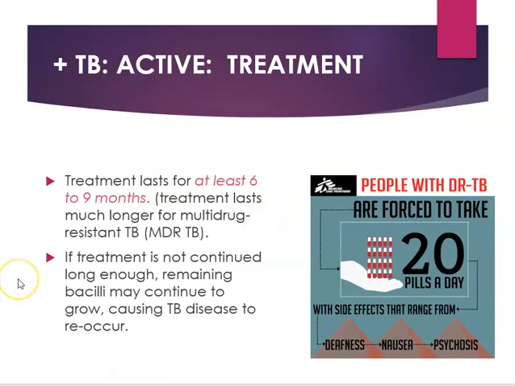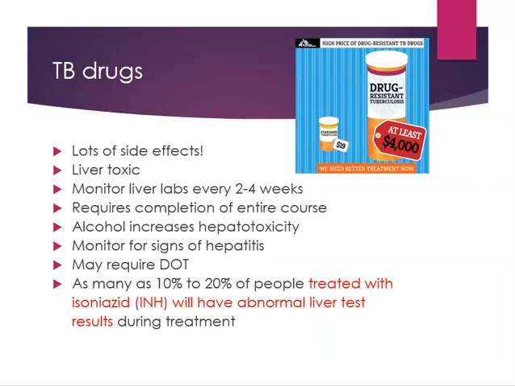Continuing with that, positive TB active treatment lasts for at least 6 to 9 months. It could even last longer if they have a multi-drug resistant one. If they stop taking the medication, it could continue to cause problems, and then it can reoccur as well. So as nurses, your job is to educate your patients on how long they will be needing to take this and what sorts of symptoms and side effects will happen with this.